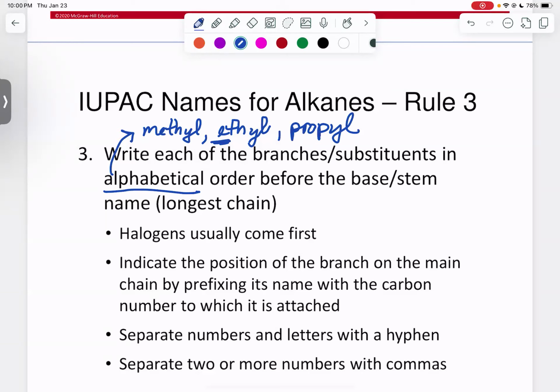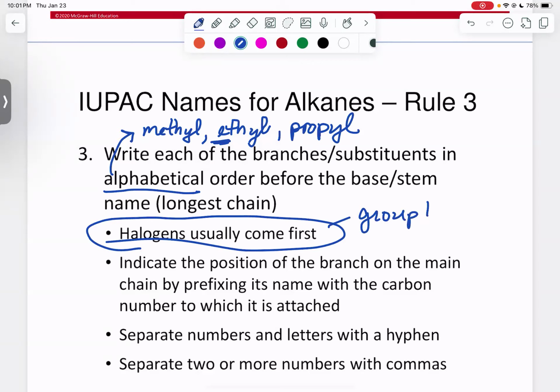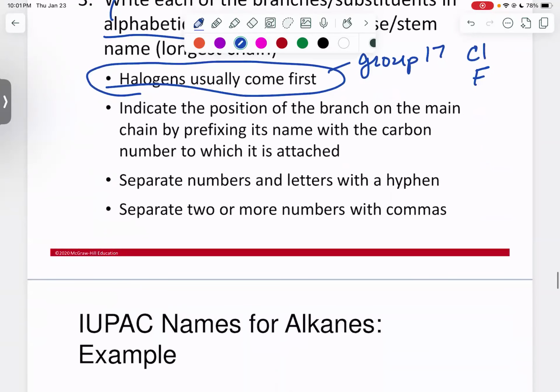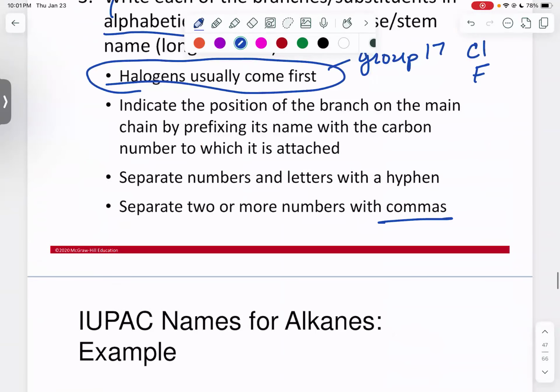We want those to come first, except when we have halogens. So remember, that's our group 17, that's our chlorine and our fluorine and all of those elements, right? So you want to write the substituents in alphabetical order before the name. So I'm going to show you how to do this. And you have to tell where the substituents are using a number. And I'll show you this. And you separate numbers and letters with a hyphen and 2 or more numbers with commas. So I'll show you some examples.